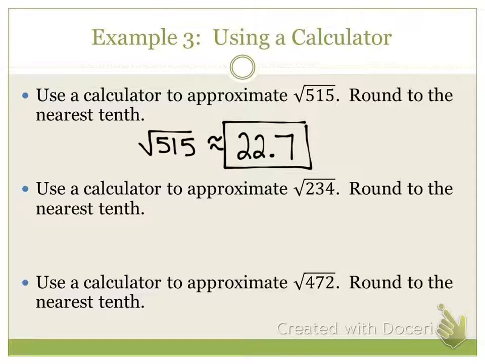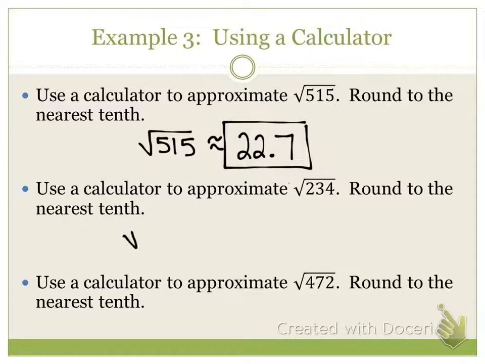Because of the radical sign. Look at number 2 for a second. What if there was a negative out in front of it? What would my answer be? It would just be negative, okay? So the radical is positive unless there's a negative sign in front of it. Then your answer will be negative.